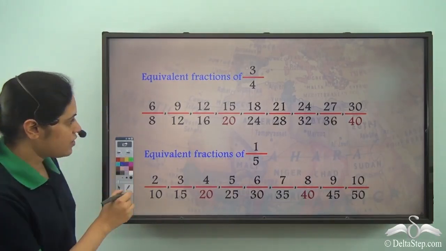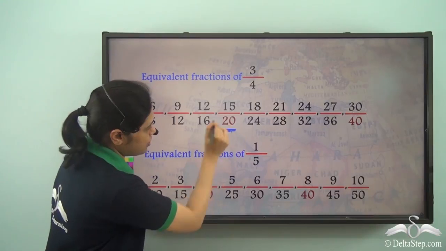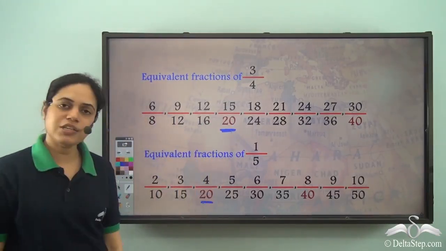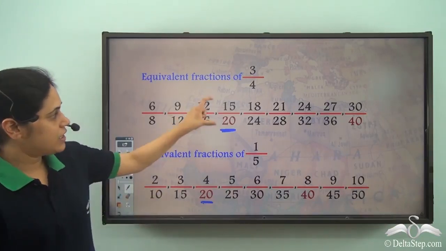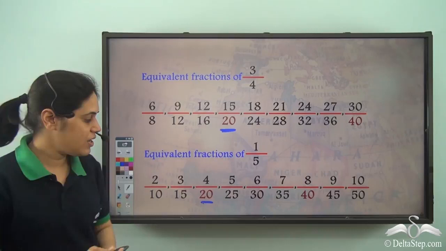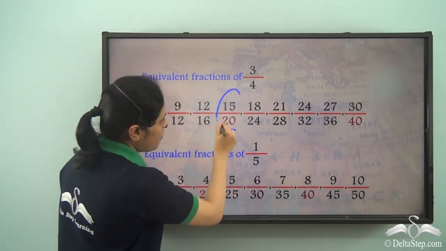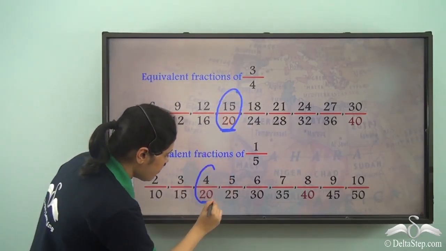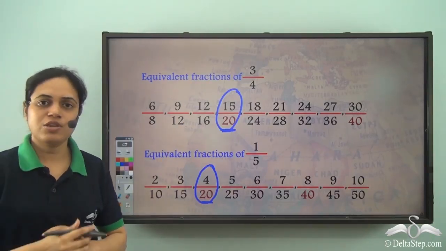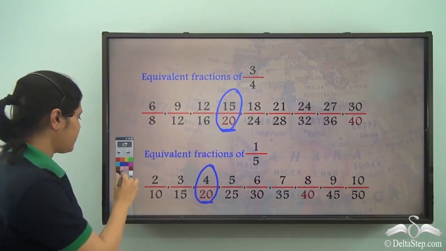Now if you observe, we have a fraction with denominator 20 and we have a fraction with denominator 20 here as well. This is equal to 3 by 4 and this is equal to 1 by 5. Also, the denominator here is 20 and the denominator here is 20. So these two are like fractions. So I can add them.